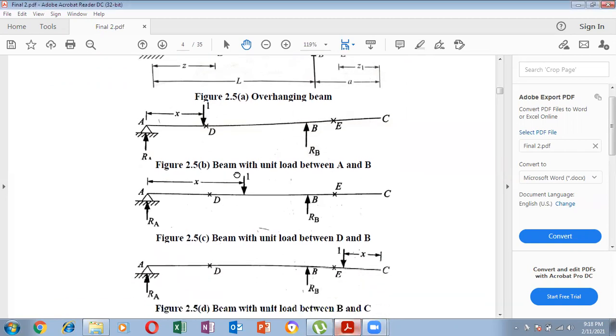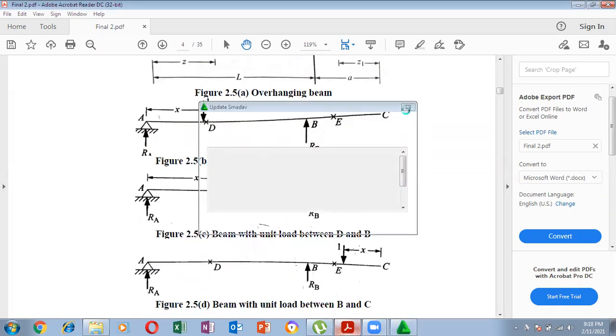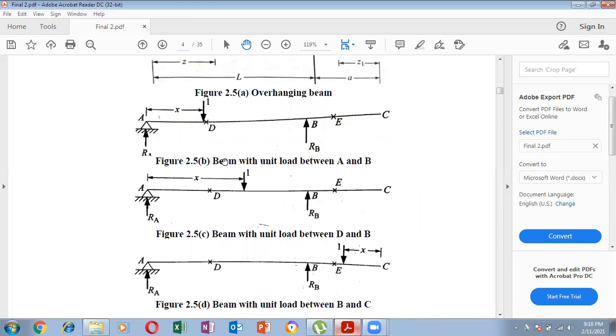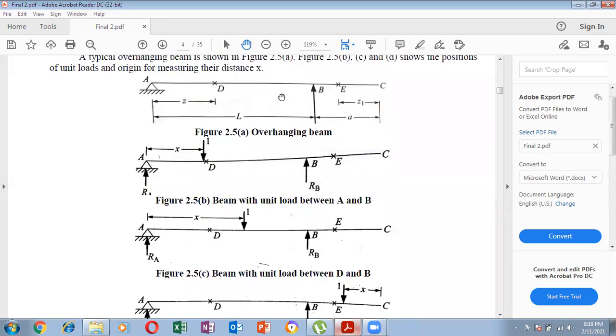So this is the beam with unit load between A and B. While solving the derivation, we will see what the loading positions are. In the overhanging beam, there are two possible loading positions: one in the span, that is AB, and the other in the overhanging portion, that is BC.